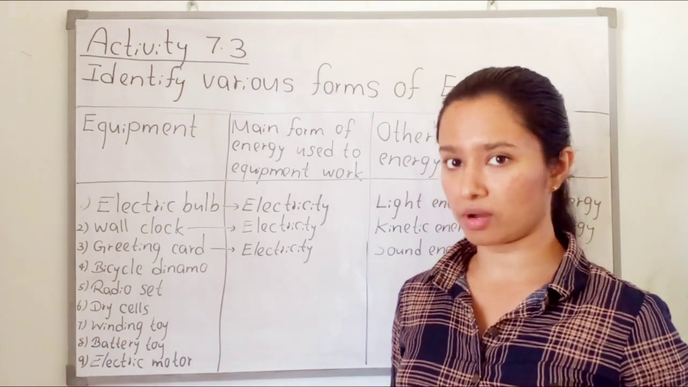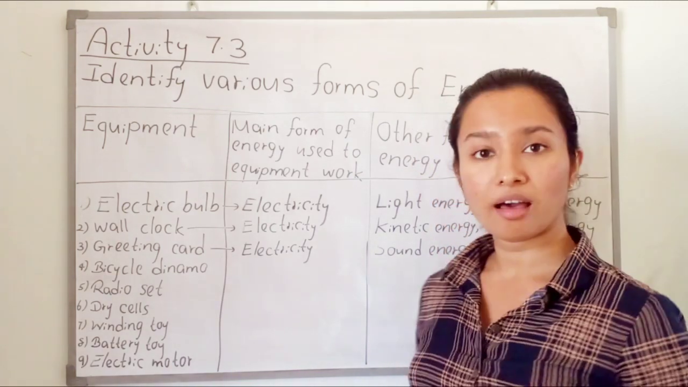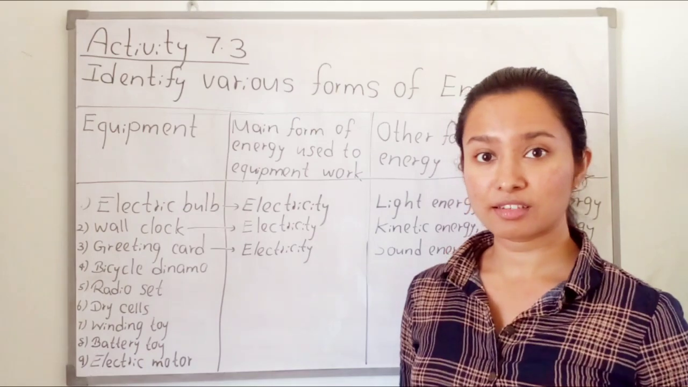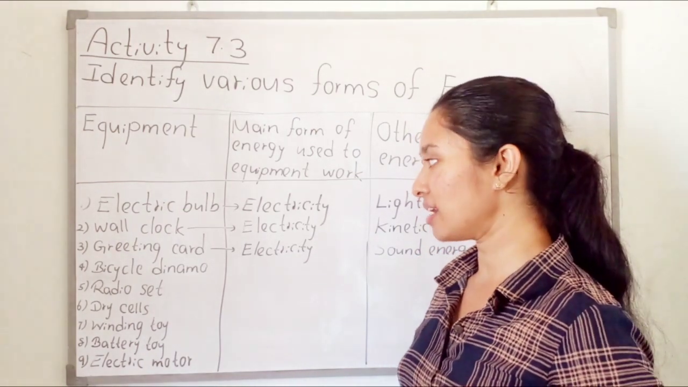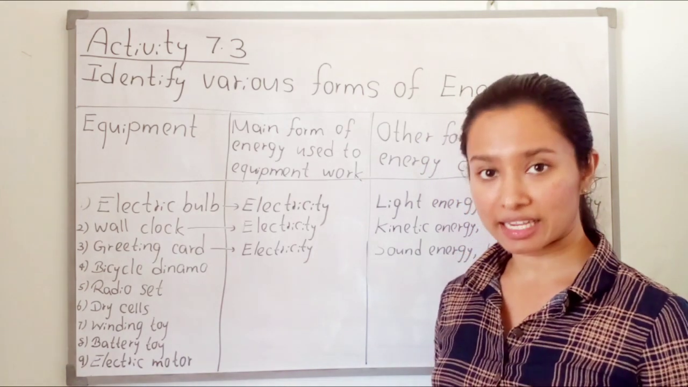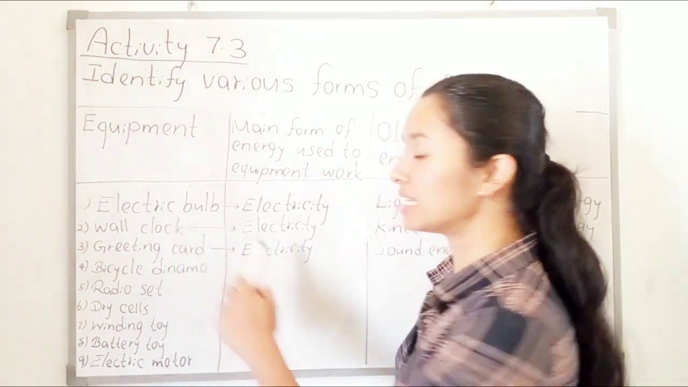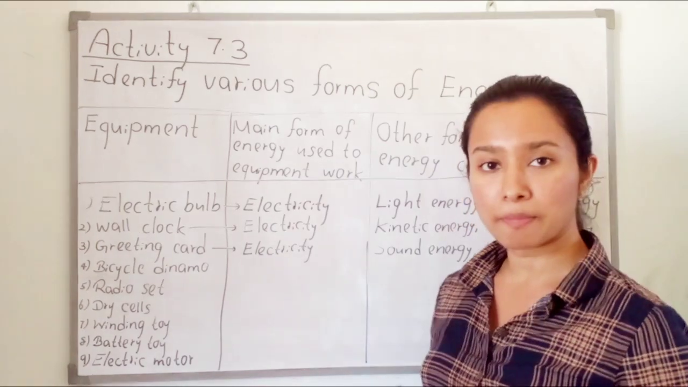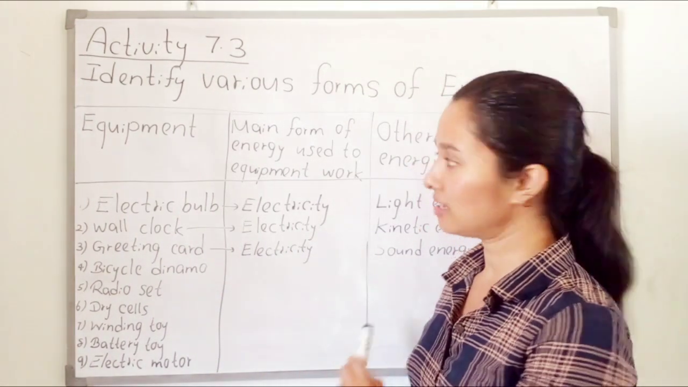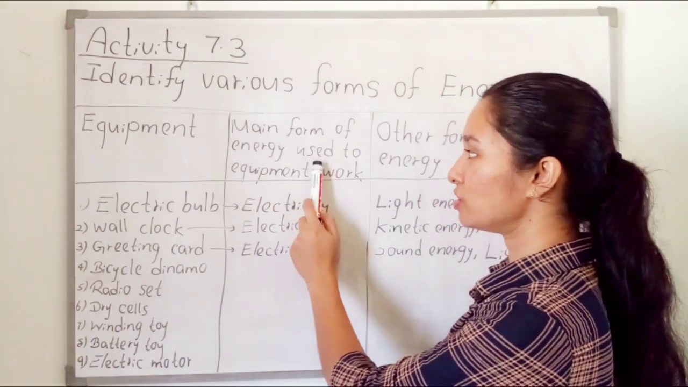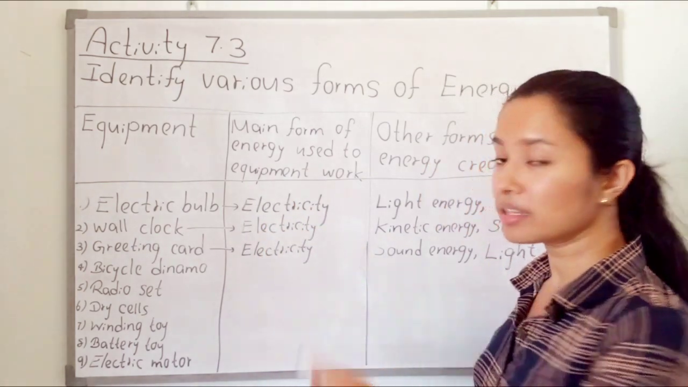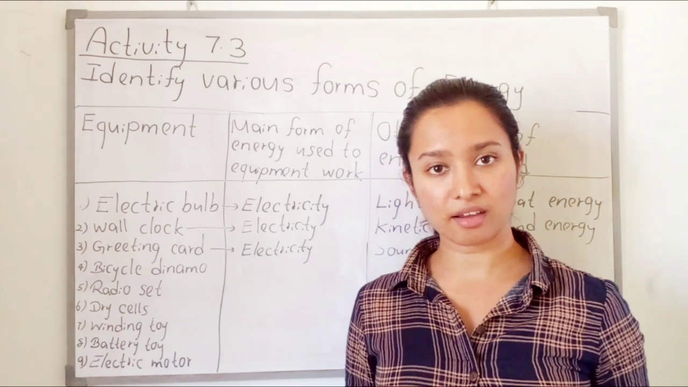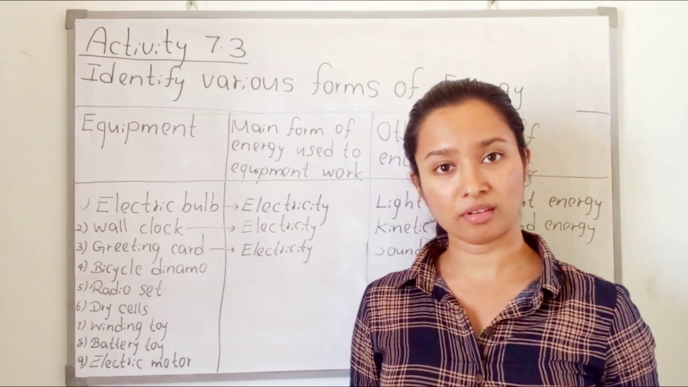Then the second one, wall clock. You know the wall clock. We use electric cells for this wall clock. Electric cells generate electricity, so the wall clock works by using electricity. So the main form of energy used to make the equipment work is electricity.